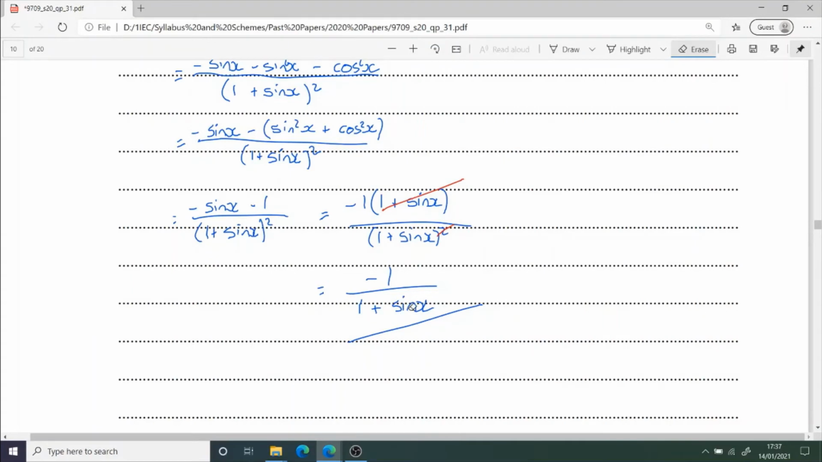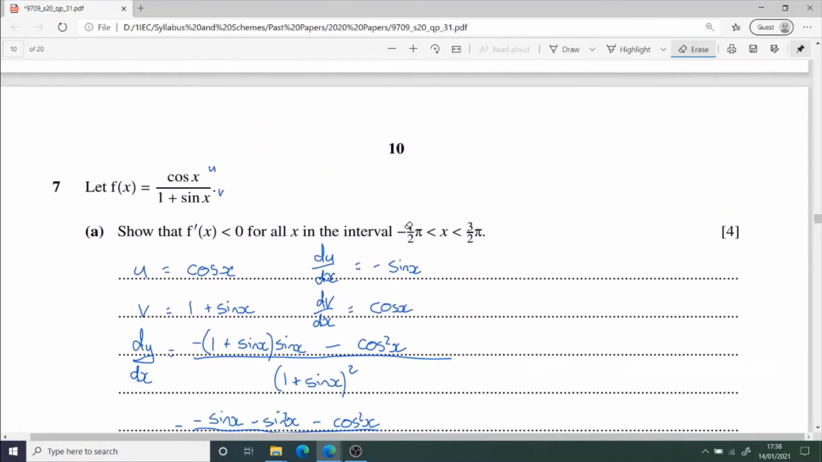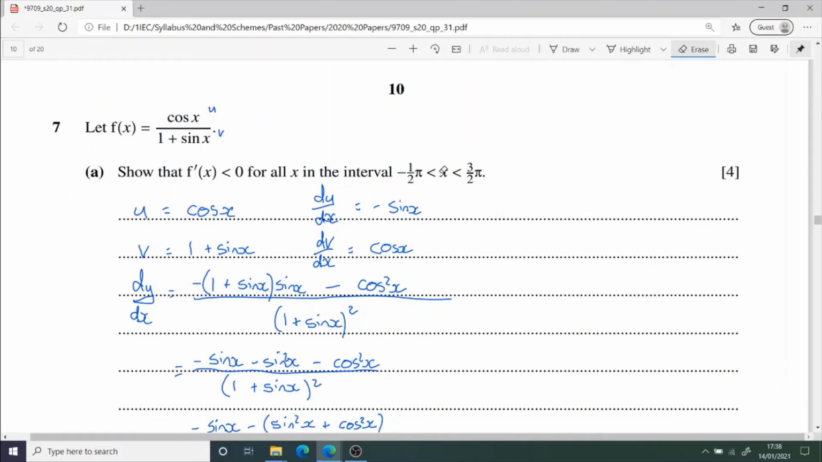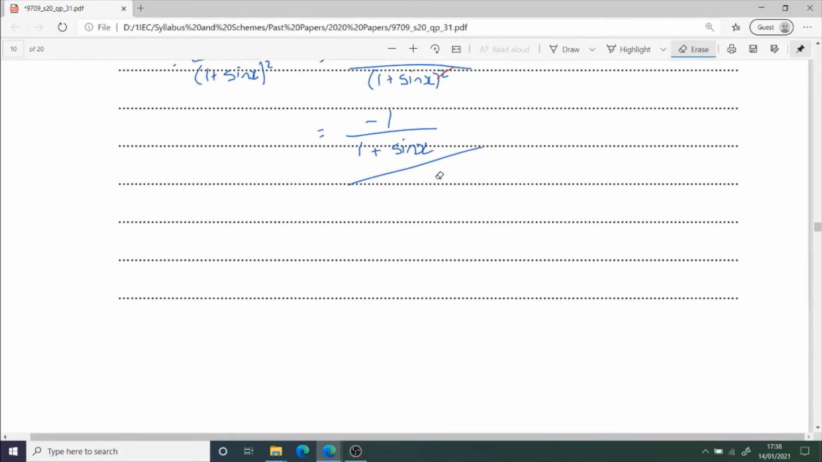Now sine x can vary between minus 1 and 1. Between those values all the way up to 1 we've got no problem, because when sine x is equal to 1 we have negative a half, which is fine. When it's 0 we have minus 1 divided by 1, which is fine. And all the way up to the point where we get to minus 1, the only issue is where we actually get to minus 1, where we get minus 1 divided by 0. So let's just verify. We are having x between minus pi by 2 and 3 pi by 2.